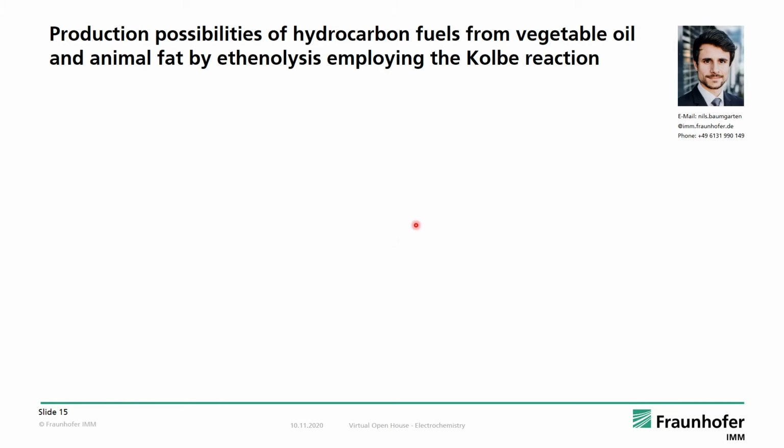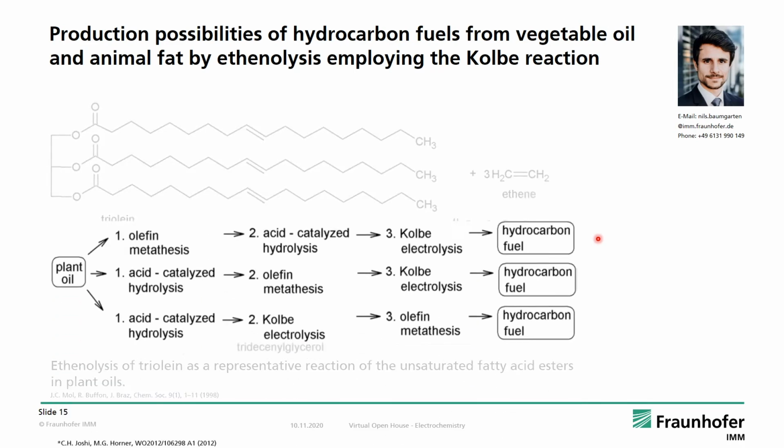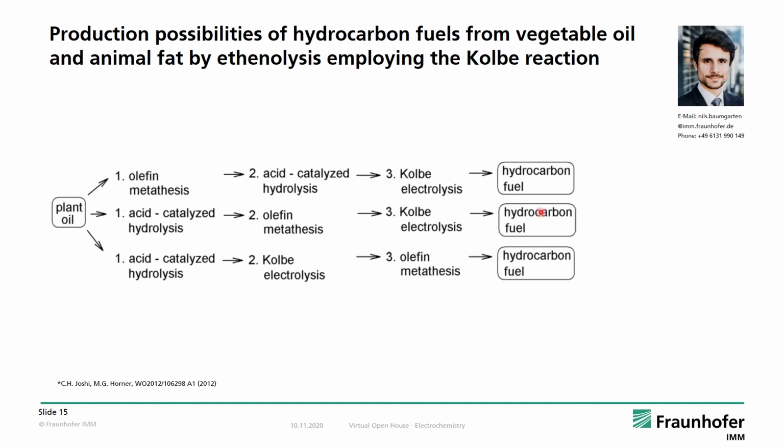Another possibility to improve the solubility of the fatty acids, in particular of fatty acids coming from renewable resources like plant oils, which are long-chain fatty acids, would be the ethanolysis. Here you can see the representative ethanolysis of triolein, and as you can see, it is possible to generate smaller chain triglycerides here, which can then later on be saponified and used as educts in the Kolbe electrolysis. So here are different strategies to use ethanolysis, saponification or hydrolysis, and the Kolbe electrolysis in the end to produce hydrocarbons and fuels from renewable raw materials.